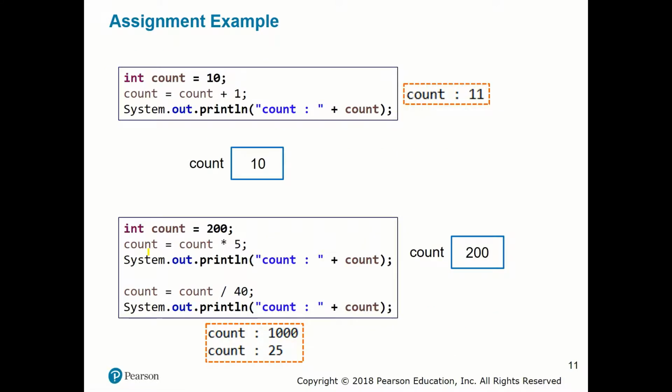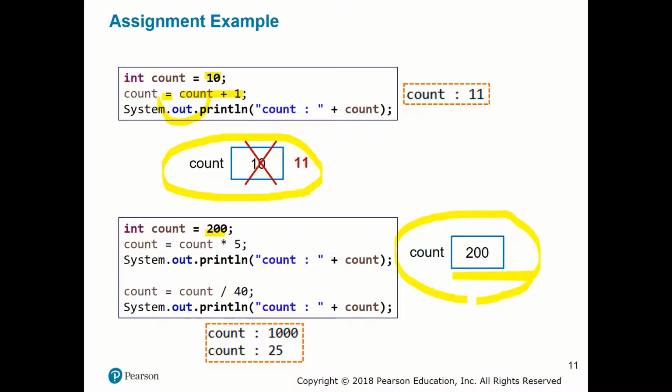Let's look at an example of assignment. Currently, count is 10. So count is like this. And this expression means adding 1 to the current count and putting it back into count, then count will have 11. And in the print statement, 11 is printed out. And in the next example, count is 200. So count is like this.